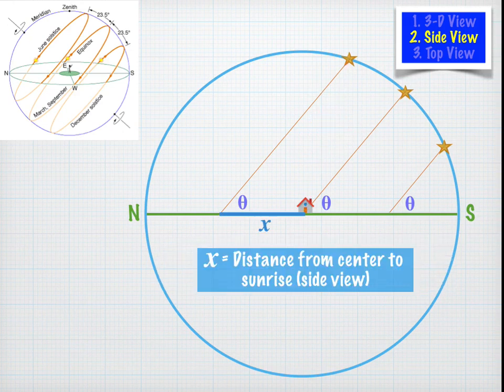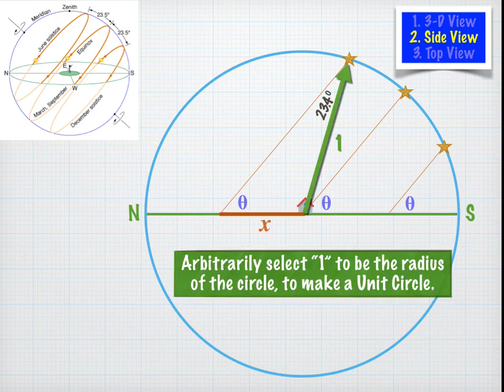And so then what we're going to do is form a little triangle in there. We're going to try to figure out this distance from the center, meaning our location, to the side view of the sunrise. Okay, that's that blue bar marked X. That's going to be our side view distance, and that's going to be very important. So there's the green line again, which is 23.4 degrees, and we need to measure a distance here, and so I'm just going to arbitrarily select 1 to be the radius of the circle.